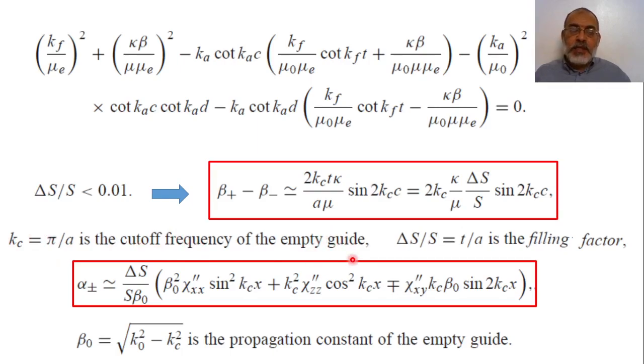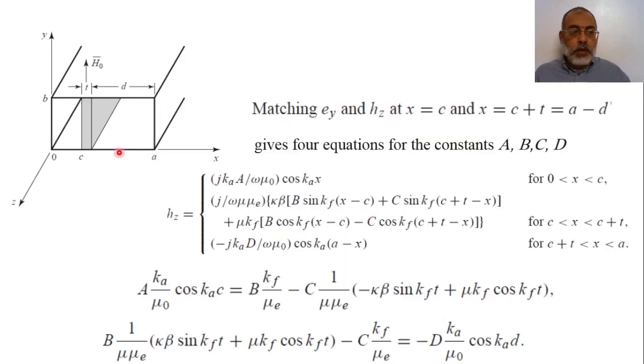If I'm talking about the TE10 mode, k cutoff would be pi over A. If I'm talking generally about the TEm0 mode, k cutoff would be m pi over A. Actually, this can be simplified as 2k cutoff multiplied by kappa over mu multiplied by delta S over S, where delta S over S is defined as the filling factor, which is the thickness of the ferrite slab to the width of the waveguide, t over A, multiplied by sine 2kc multiplied by c. C here, if we remember, is the distance from the wall to the ferrite slab.